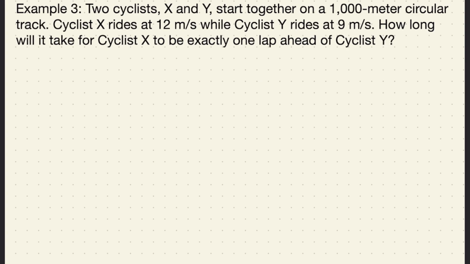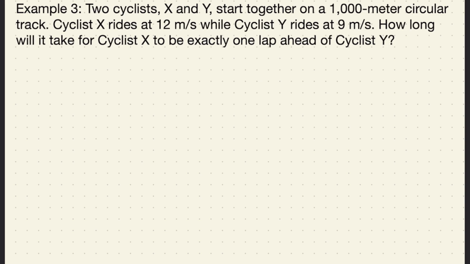For a third example, you have two cyclists, we have X and Y, starting together on a 1,000 meter circular track. Cyclist X rides at 12 meters per second and cyclist Y rides at 9 meters per second. How long will it take for cyclist X to be exactly one lap ahead of cyclist Y?